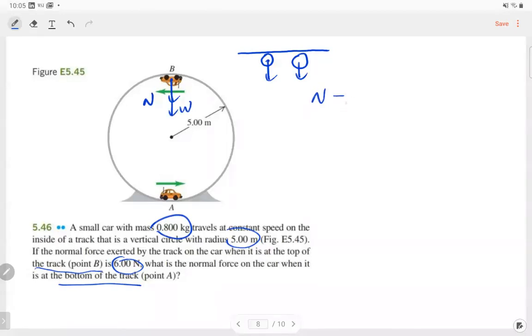And let's define the positive direction. Positive direction goes up. So the normal force is negative, weight is also negative, equal to ma. Acceleration also points towards the center. It's going down, so a is negative. Okay, then we can remove the minus sign. There are too many minus signs here. So we have normal force plus weight equal to ma. This is at point B.